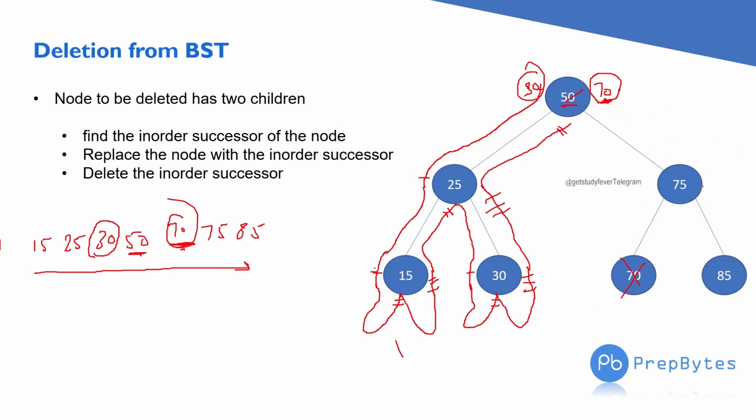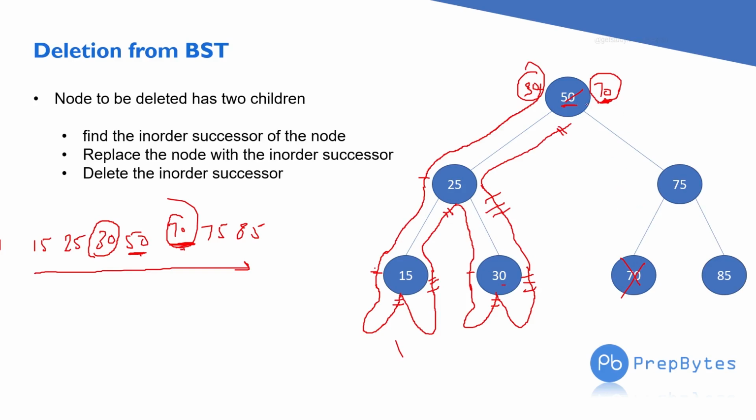Go to the right side, and in this tree the leftmost element will be your in-order successor. If 70 is not here, then 75, it is the leftmost element, correct? So go to the right side, and in the right subtree the leftmost element is your in-order successor, or in case of in-order predecessor, go to the left side and the rightmost element is this, correct? So don't get confused, it is very simple to find the 70. I will show you in the code.